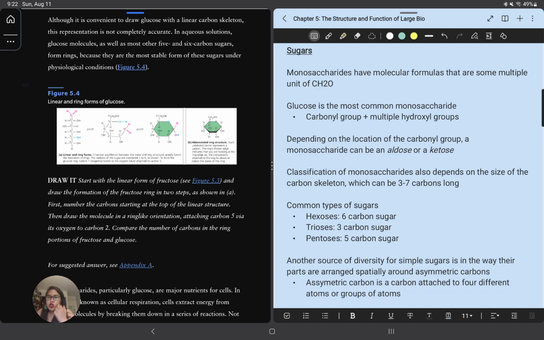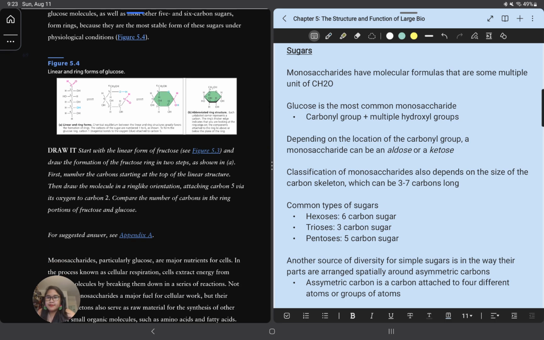Although it is convenient to draw glucose with a linear carbon skeleton, this representation is not completely accurate. In aqueous solutions, glucose molecules, as well as other 5 and 6 carbon sugars, form rings, because they are the most stable form of these sugars under physiological conditions.